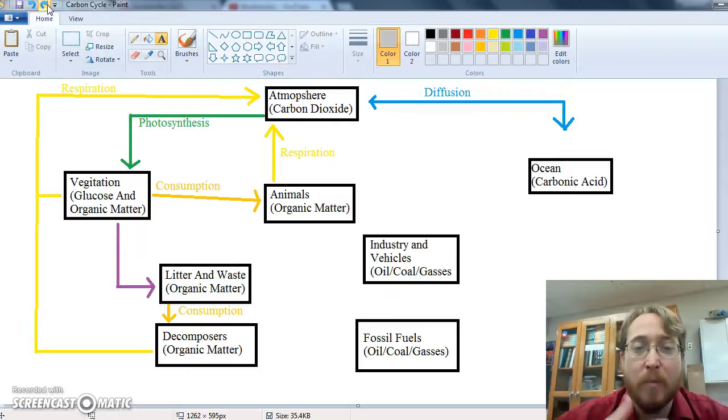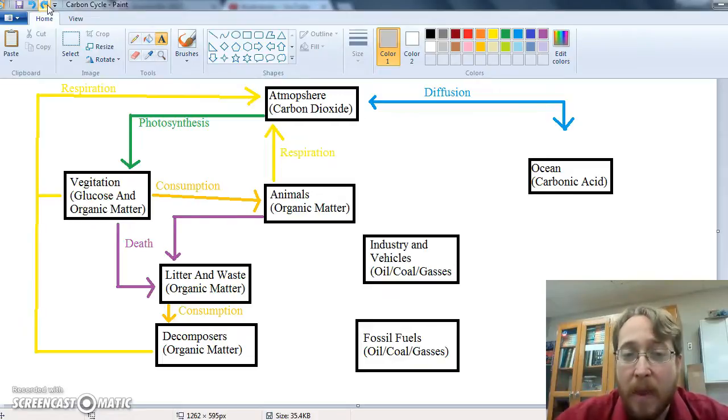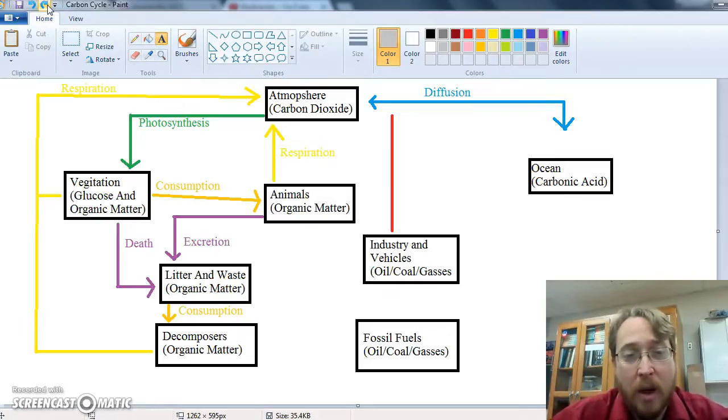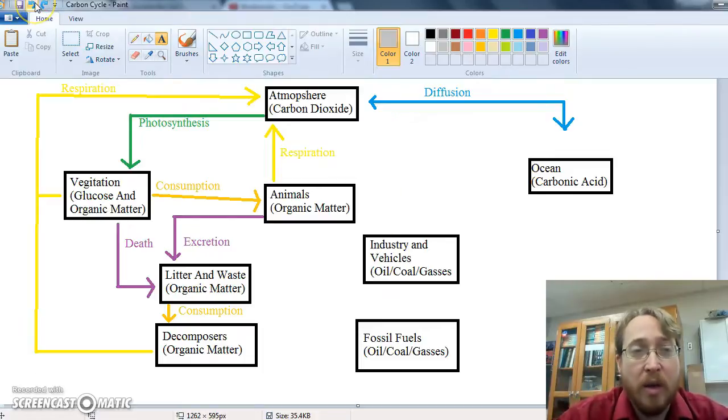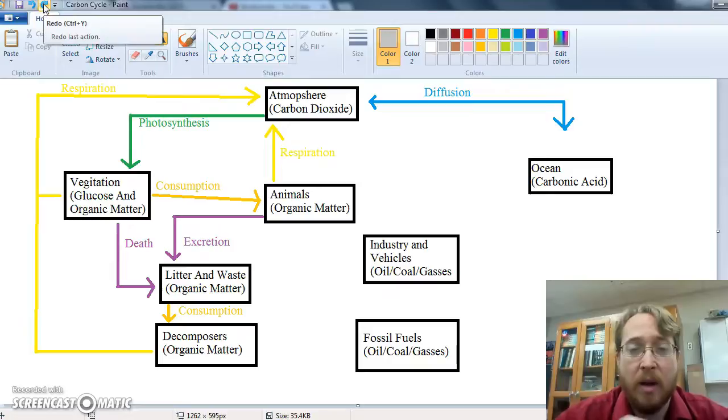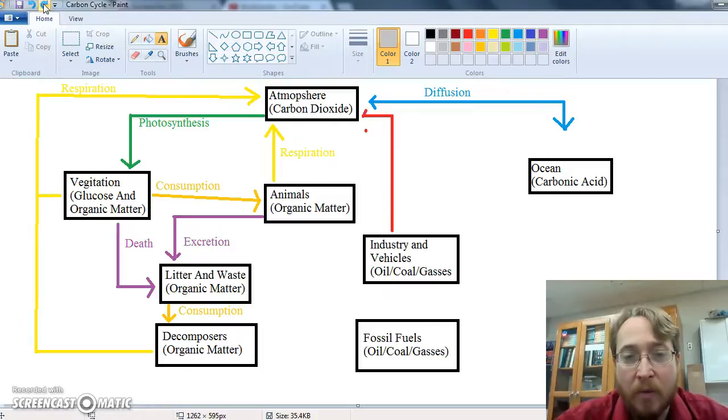Also, we have to move carbon from the vegetation and the animals to the litter and waste, and there are a couple of ways we can do that. If the animals or the vegetation die, well, their body is now on the floor, where decomposers can get to it. And also excretion, which is a fancy way of saying getting rid of solid waste. So animals can excrete waste to the forest floor, which the decomposers can consume, and then they'll respire that carbon back to the atmosphere.